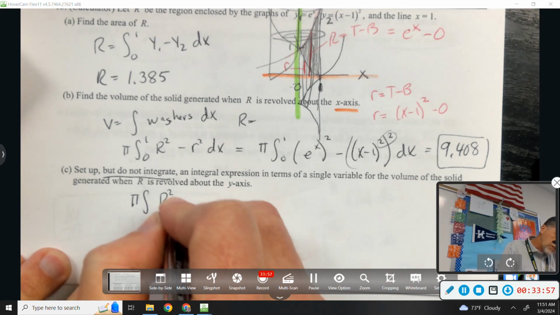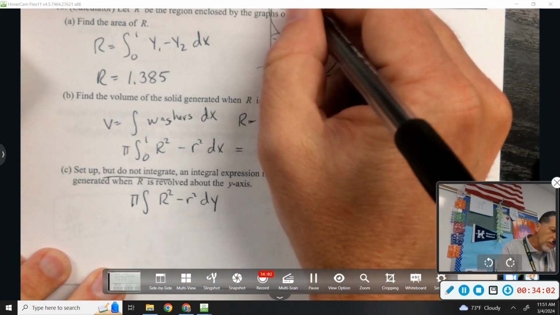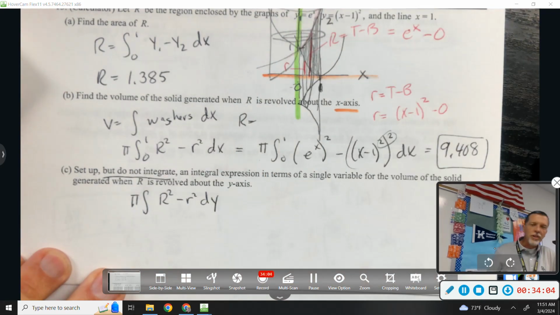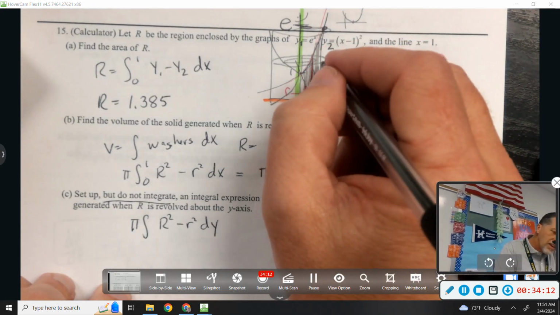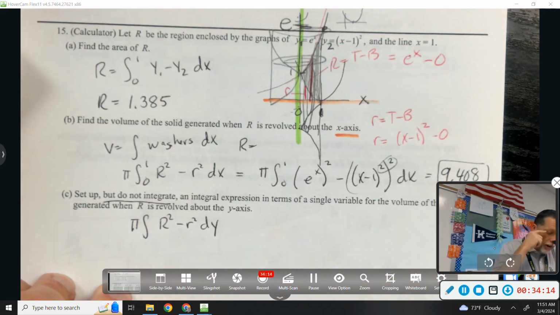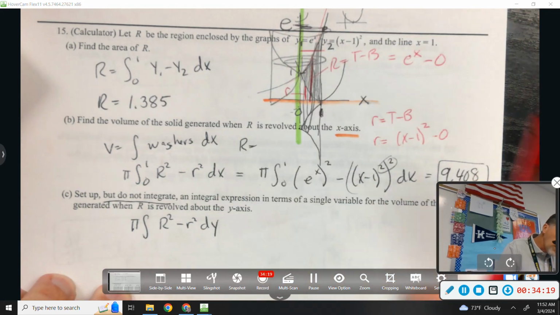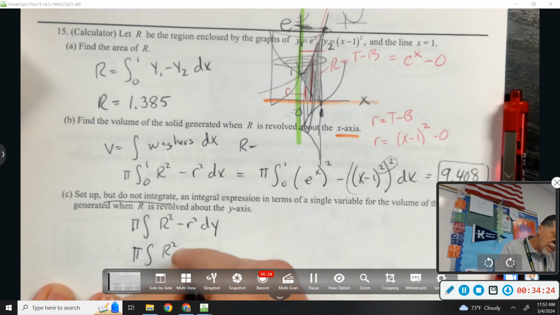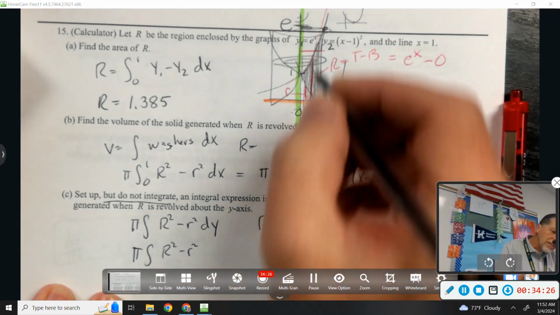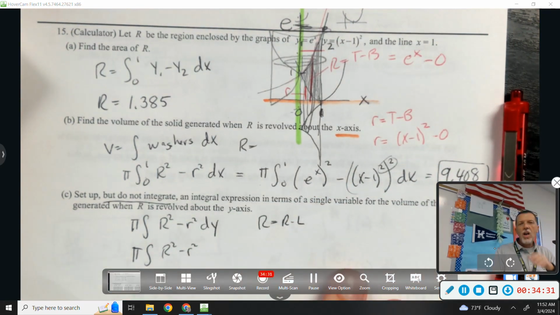So washers is big R squared minus little r squared dy. So that goes 0 to e, sort of. I should hold off on that. When it comes to outside R minus inside r, yeah, let's just start it and run into the problem when we get there. So big R is outside minus inside, or right minus left.